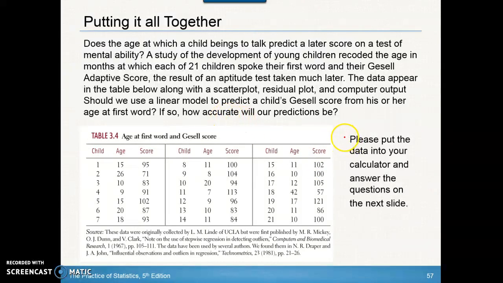So take a minute, try this. What you're going to do is put the data in your calculator and answer the questions on the next slide.